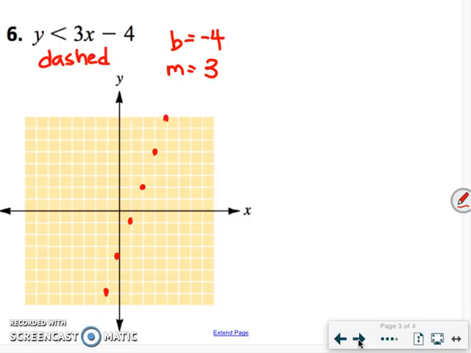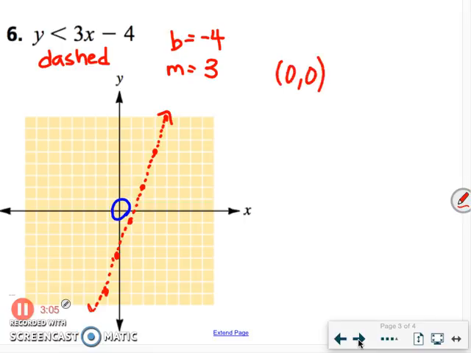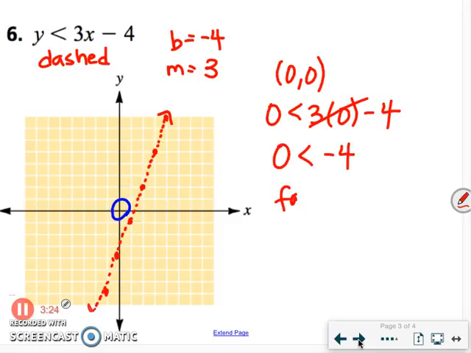So we dot our line or dash our line, and then we can put arrowheads on the end, and then we have to pick the origin. Again, because it's not on the line, which is really nice. So remember the origin is 0 comma 0. So when we substitute that into the inequality, we end up with 0 is less than 3 times 0 minus 4. This is eliminated because 3 times 0 is 0. So we're looking at is 0 less than negative 4. And again, that is false.